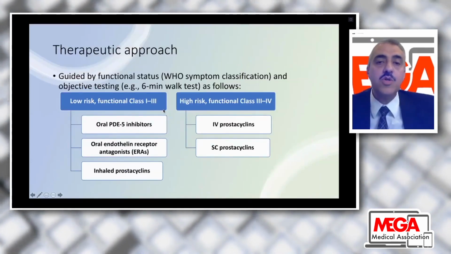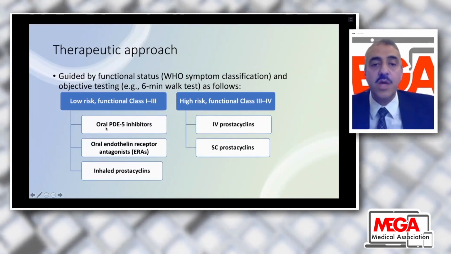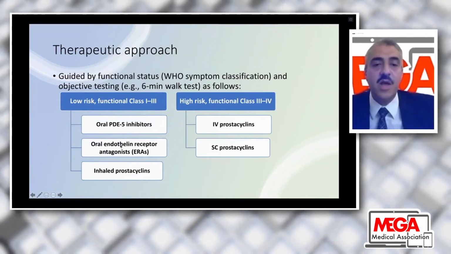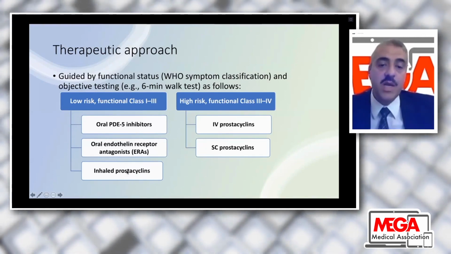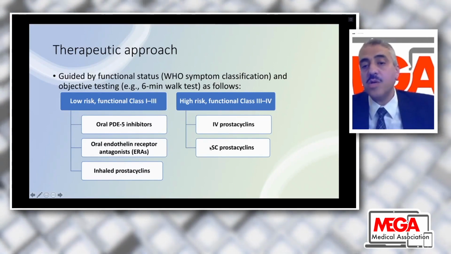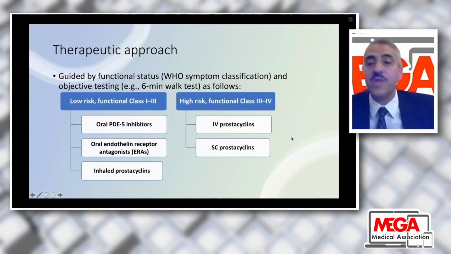Therapeutic approach: usually according to the severity of the disease, class 1, 2, or 3, patients usually receive oral phosphodiesterase inhibitors like sildenafil, or oral endothelin receptor antagonists, or inhaled prostacyclin. Heavy missiles like IV prostacyclin or subcutaneous prostacyclin are used with patients with class 3 or 4.